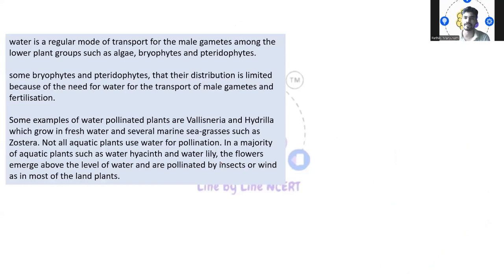The next we have is water pollination. In water pollination, it is the most regular mode of transport for male gametes among the lower plants such as algae, bryophytes, and pteridophytes.